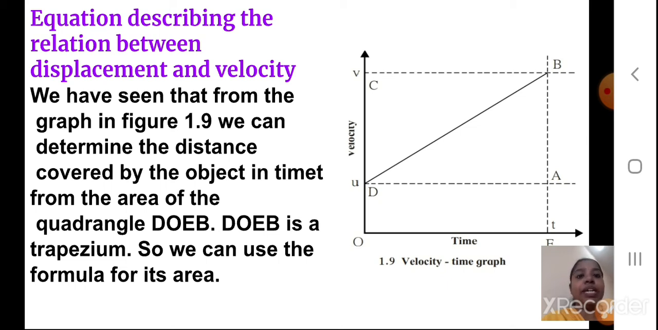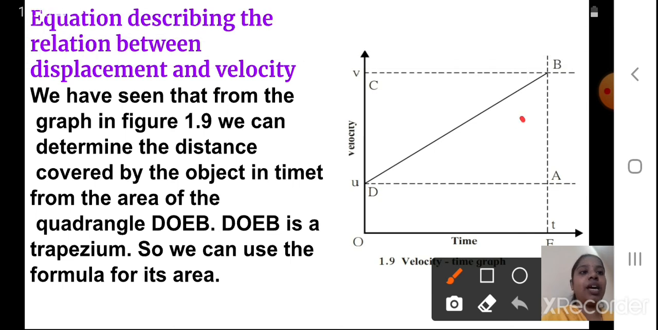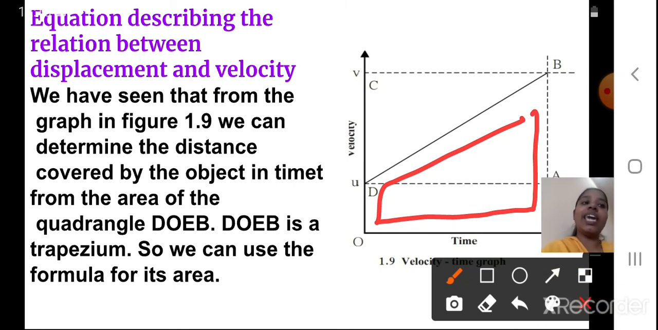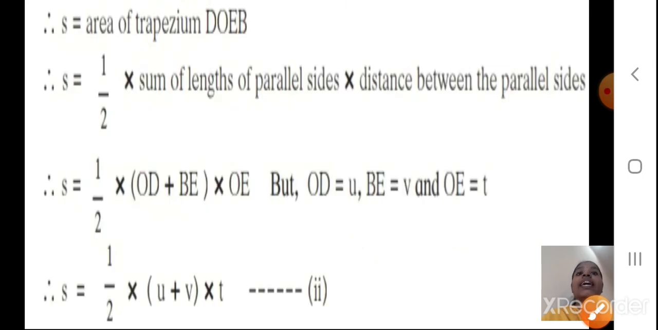Okay, DOEB. Now what will we consider, students? DOEB is a trapezium. This whole part we will consider as a trapezium. So we can use the formula of its area. We will take the area of the trapezium. S, again distance, is equal to the area of trapezium DOEB. You will remember the formula. What is it? Half into the sum of the lengths of the parallel sides multiplied by the distance between the parallel sides.